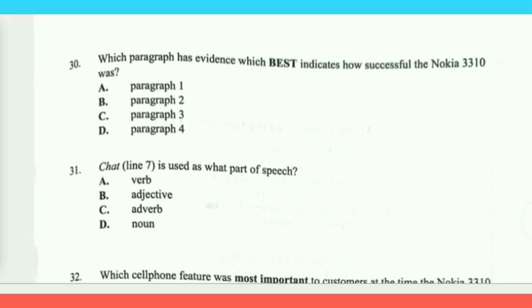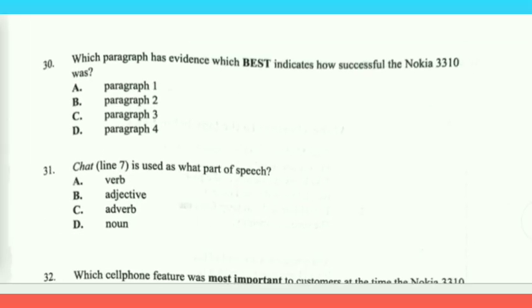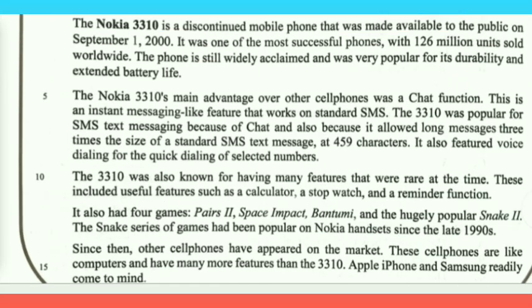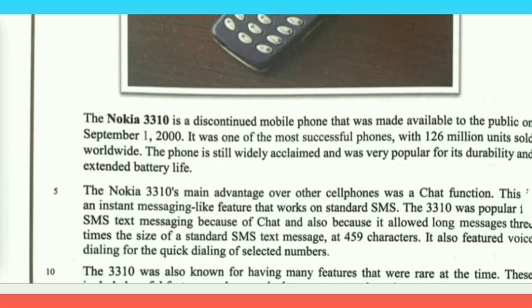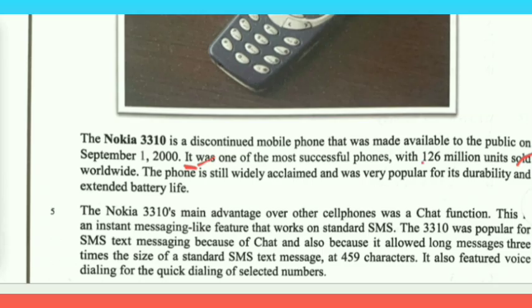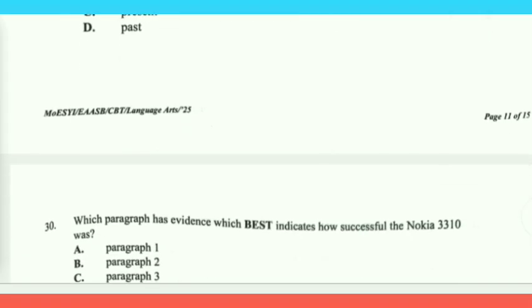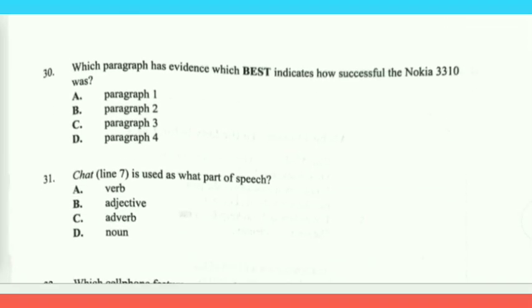Let's look at 30. Which paragraph has evidence which best indicates how successful the Nokia 3310 was? Which has the best evidence? I would say it is paragraph 1. See, 126 million units were sold. I would take paragraph 1 to be the one that tells you how popular it was. So A, paragraph 1.